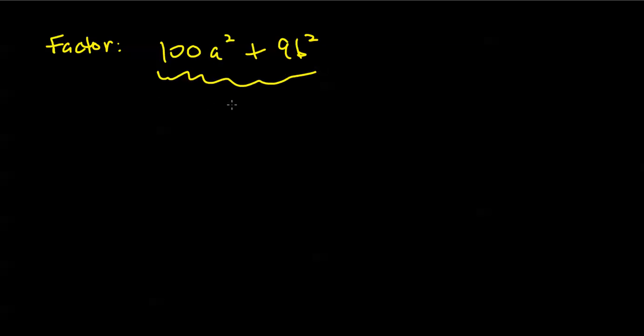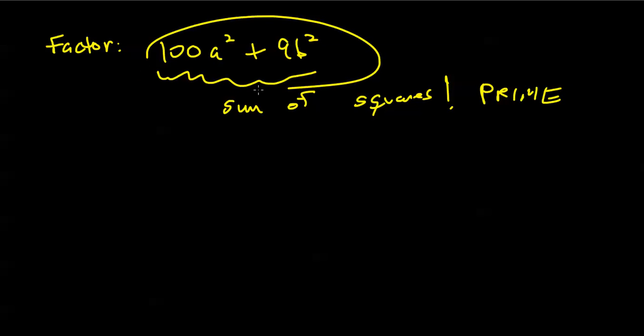Two more today. Factor 100a squared plus 9b squared. Now a lot of people try to factor this, and probably the easiest way to deal with this one is to recognize this as a sum of two squares. And as we've said many times today, a sum of squares is prime. It will not factor, so this is impossible to factor.